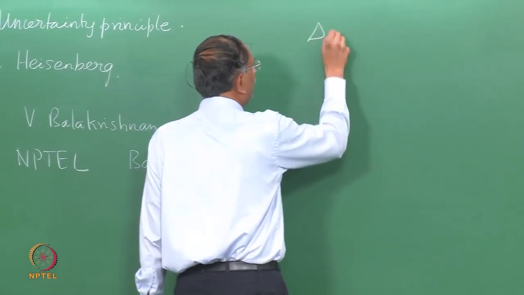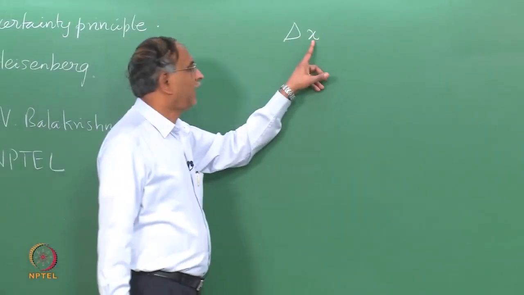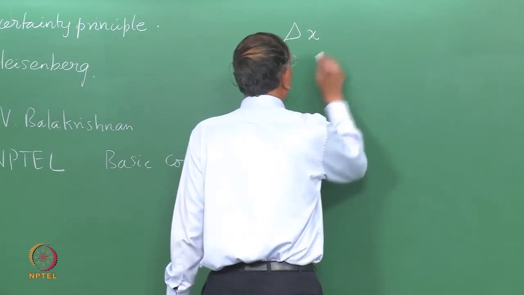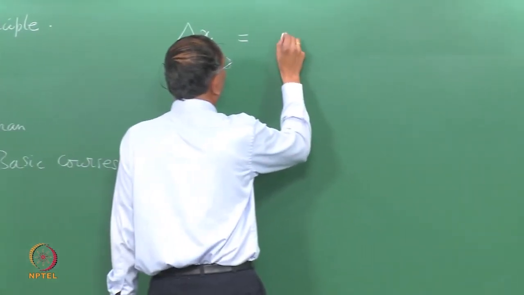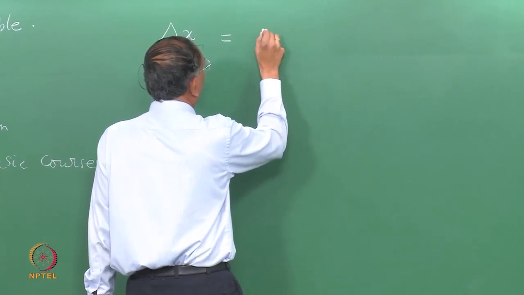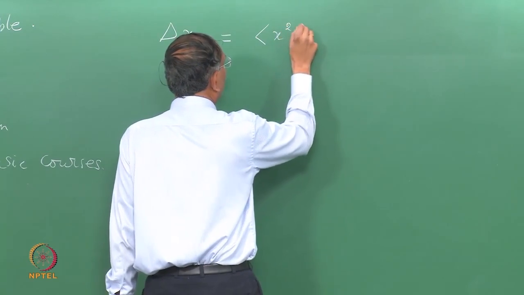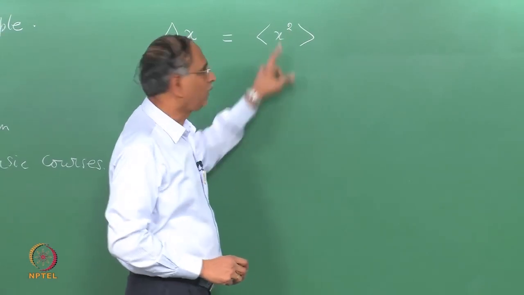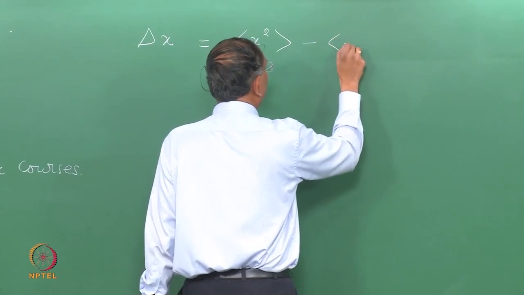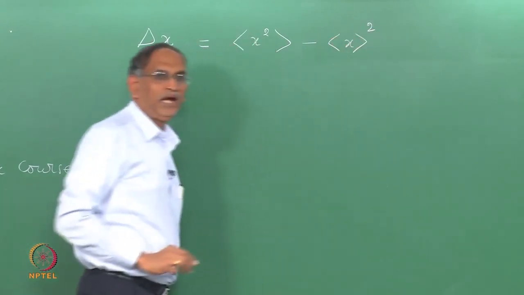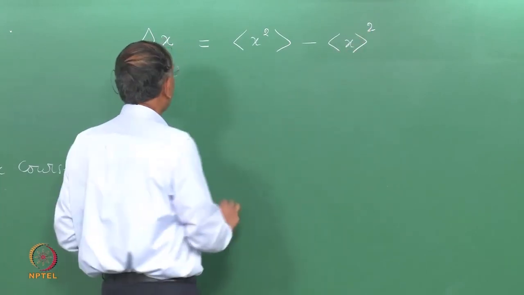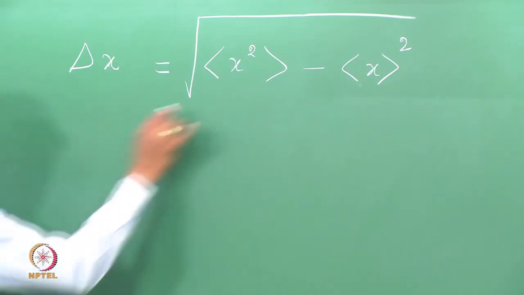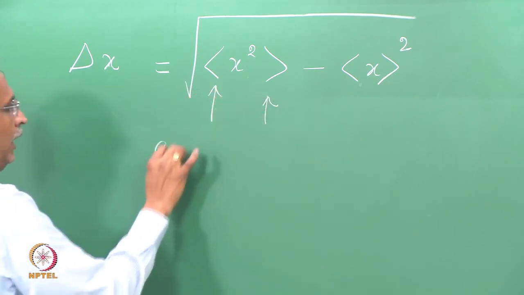Now, uncertainty delta x in any measurement quantity x is given by this simple statement that it is the difference between the average of the square of that variable minus the square of the average of that variable, and this whole thing is under a square root. The angular brackets tell you that it is the average value.